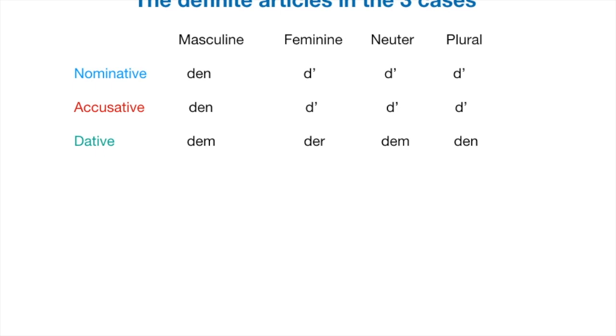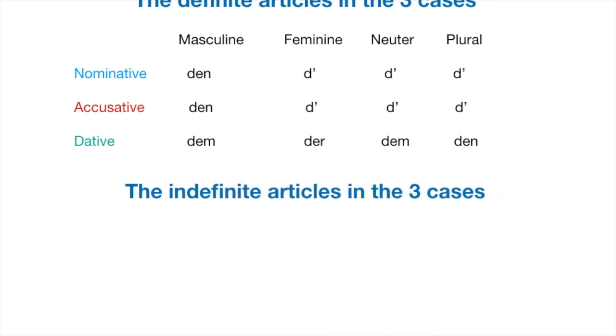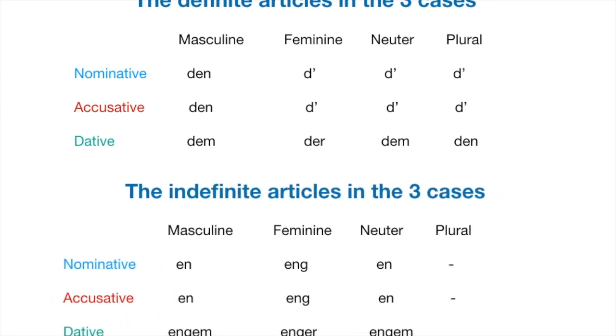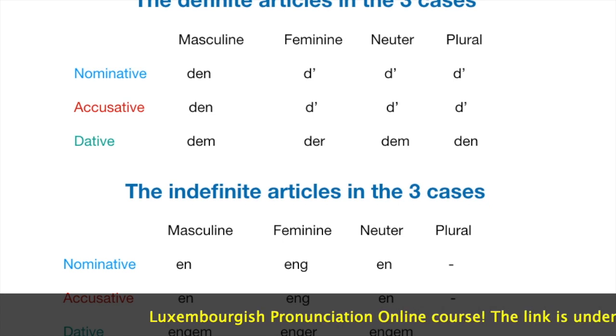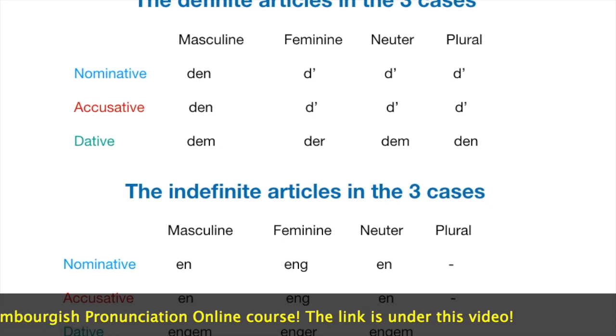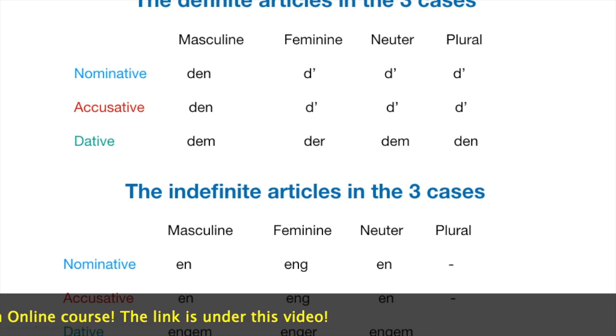Okay, so we have the masculine, the feminine, the neuter, and the plural articles in the nominative, accusative, and dative case. And here are the indefinite articles in the 3 cases. And you can learn the correct pronunciation of all these articles, which is very important how you pronounce them, so that native speakers understand you when you are speaking.